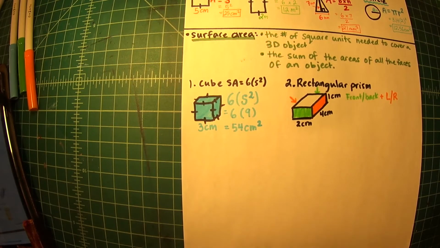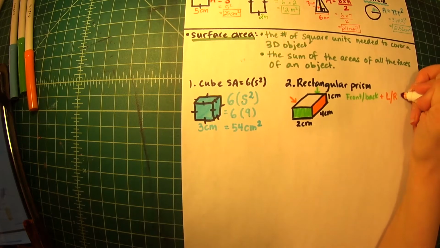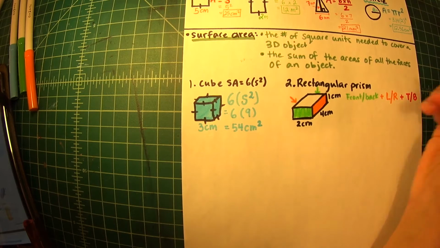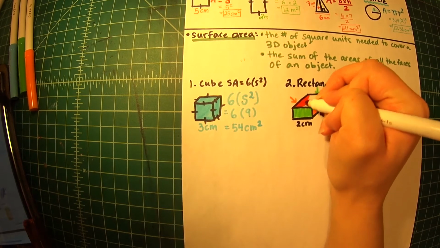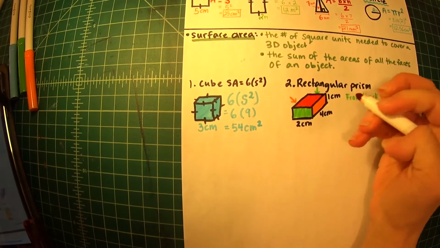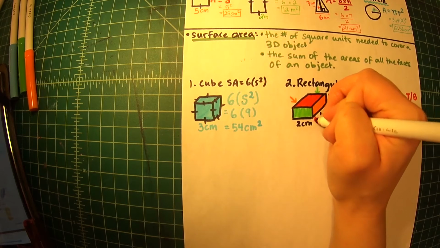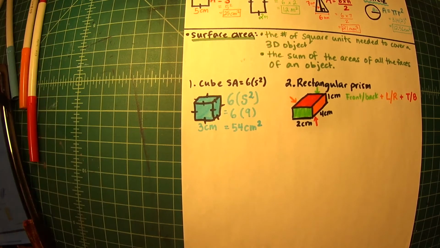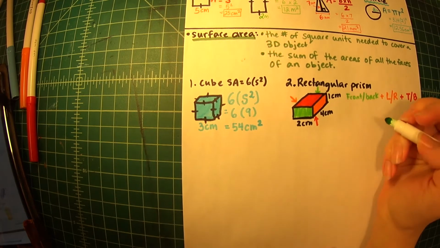And finally, my top and bottom will be the same. So this top face that you can see right here, and the bottom that's tucked away under there. So those are my groupings. Those are the faces that will be identical. So what that means is when I calculate one, I can just double it to cover both.